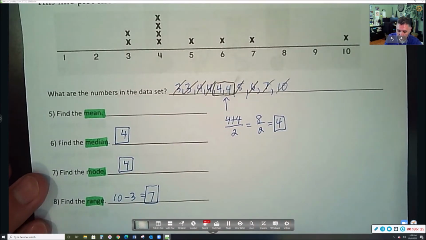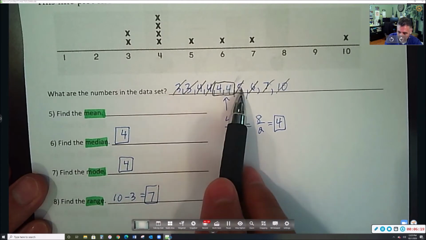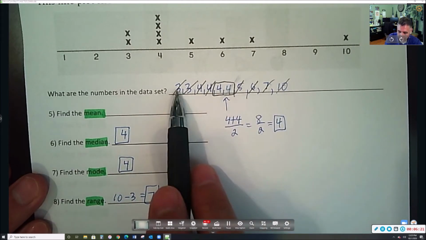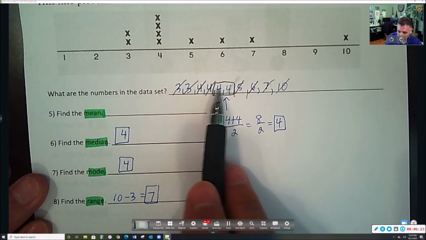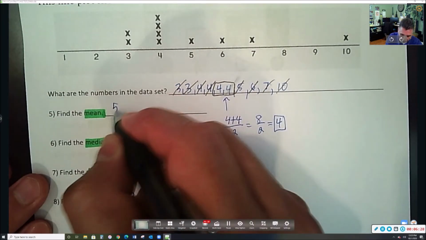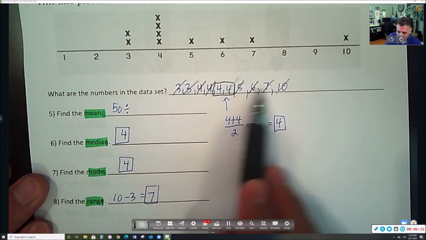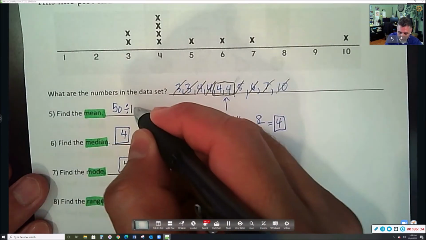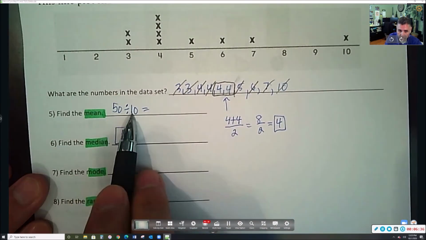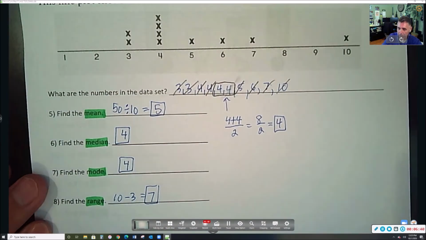Okay. And then the mean, remember we have to add all these numbers up. When you take 3 plus 3 plus 4 plus 4 plus 4 plus 4 plus 5 plus 6 plus 7 plus 10, you add all those up and you get 50. Then you divide it by how many there are. There's 10 of them. 50 divided by 10 is 5. Okay, so pause that and then we'll move on to the next one.